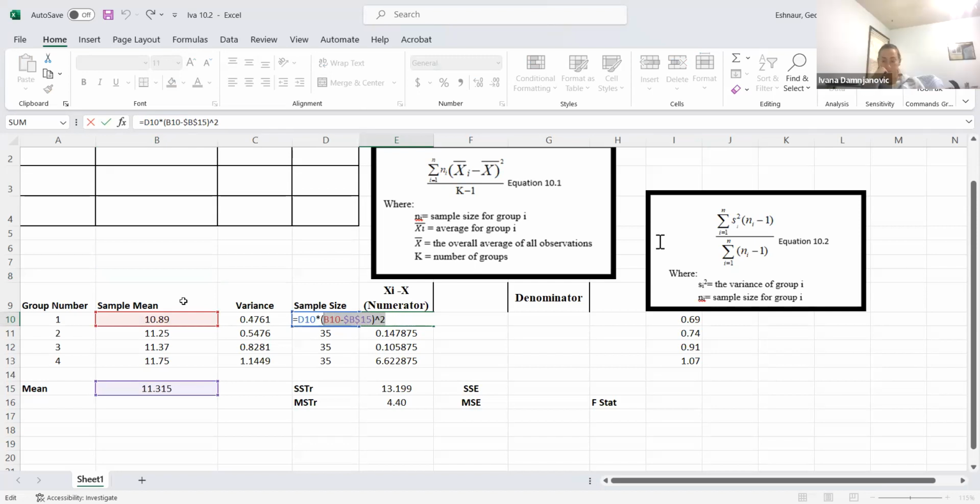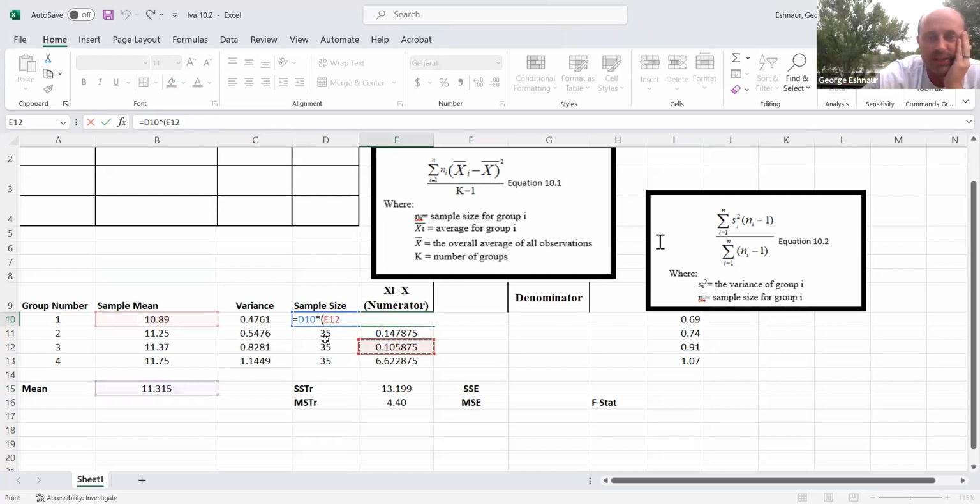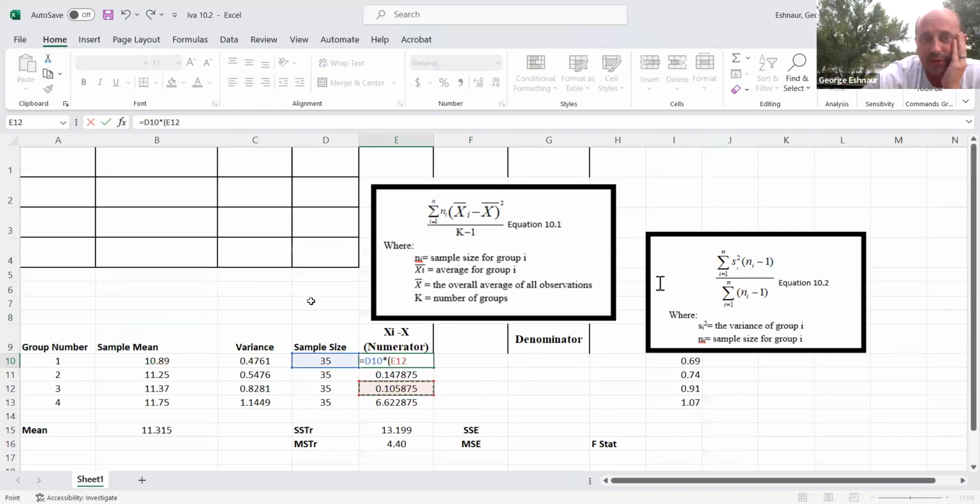Okay, that's the same model. You take your observation minus the mean to the second power, and then that's going to be divided by... but basically the variance is given in the question that we have.